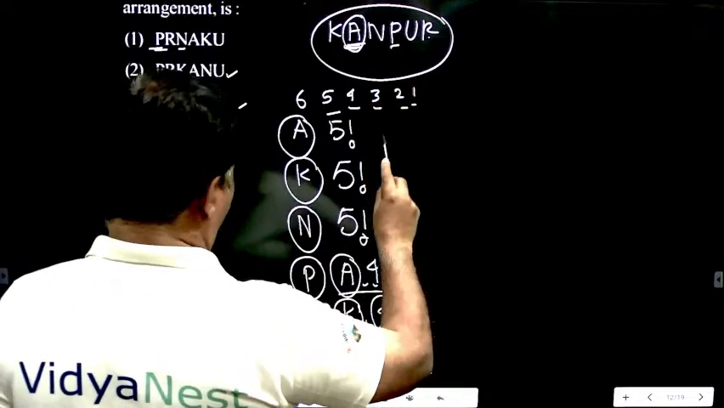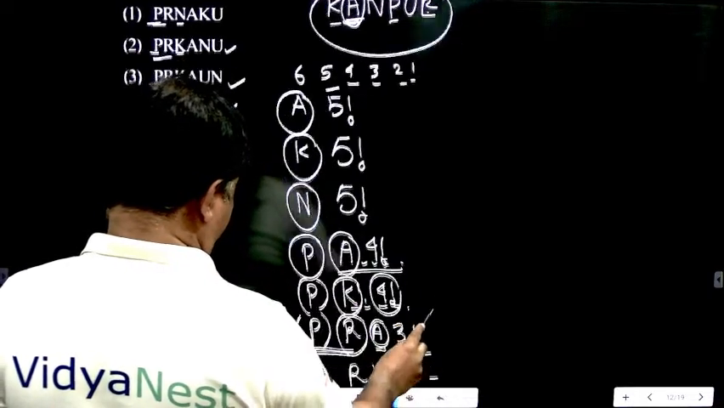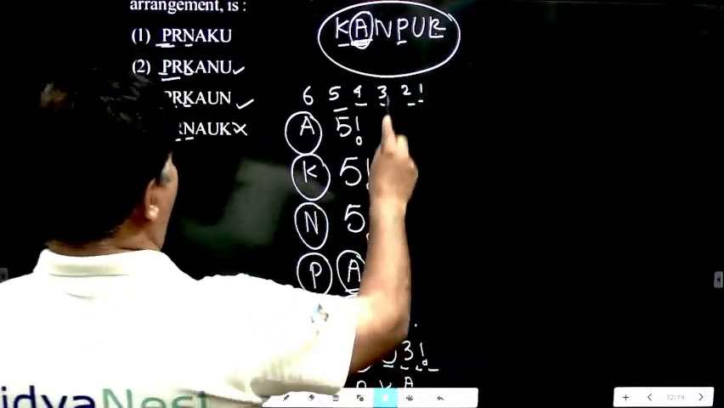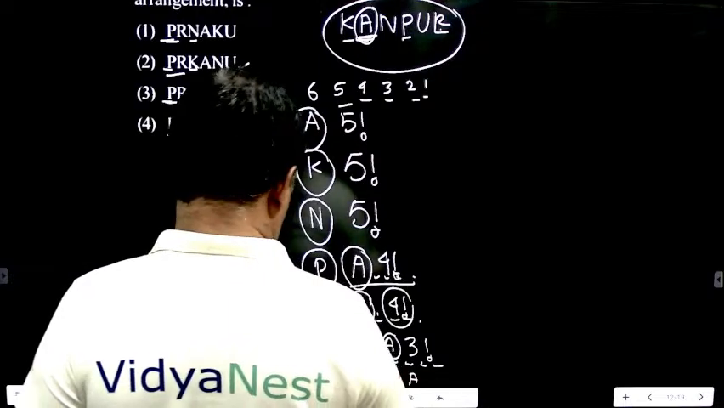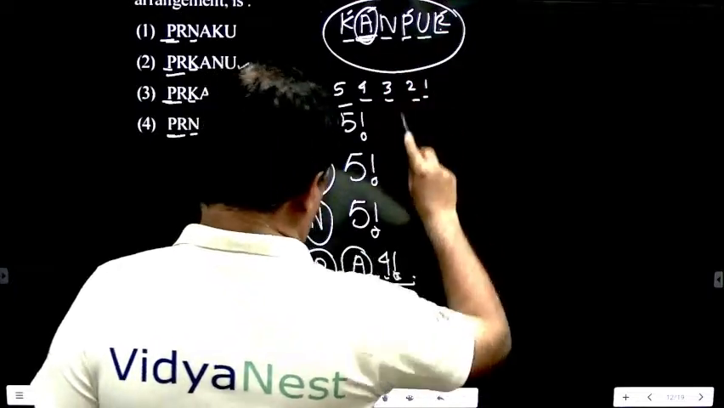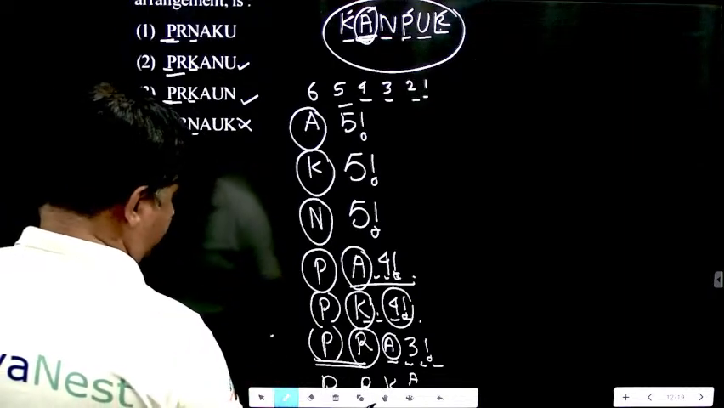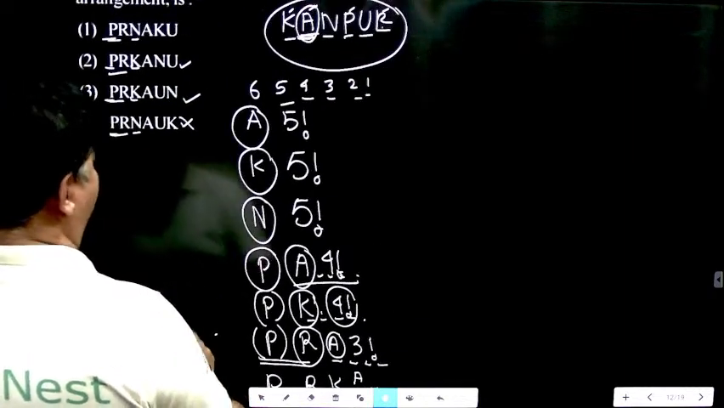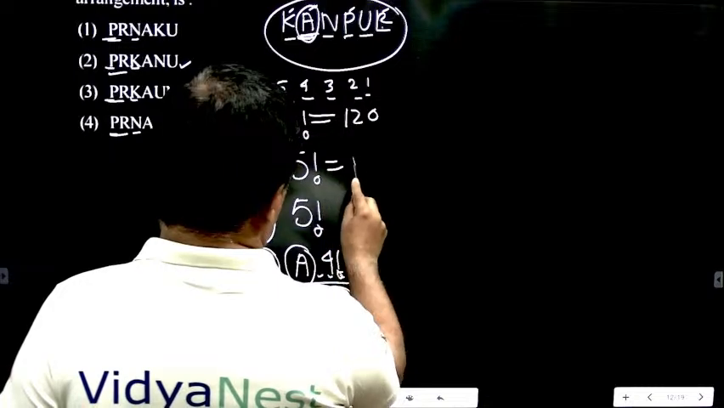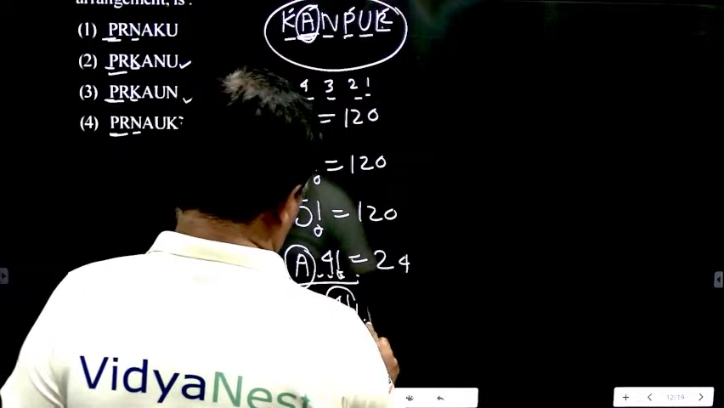P, R, K, A are used. Only two things left. N and U. See, till now we have, this is 120 calculation, 120, 120, 24, 24.